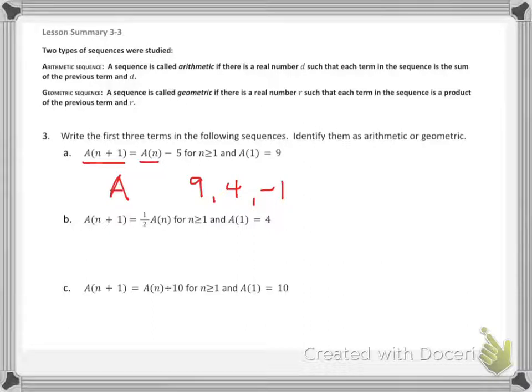Okay, the next one, the next term equals half of the current term. Well, this one's geometric because I'm multiplying. If you multiply or divide, it's geometric. If you add or subtract, it's arithmetic.